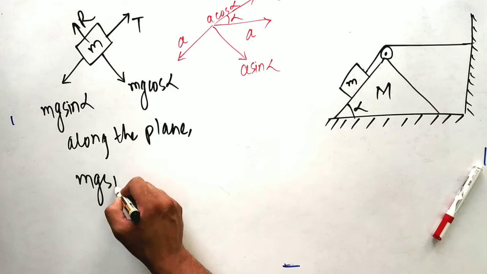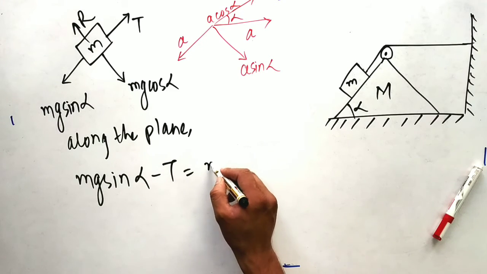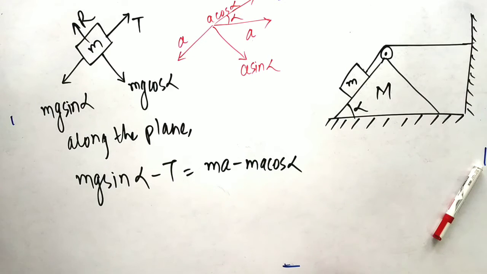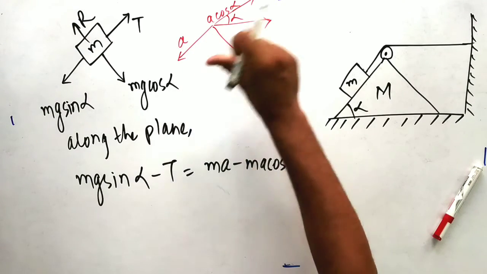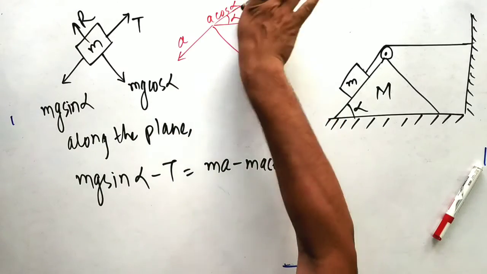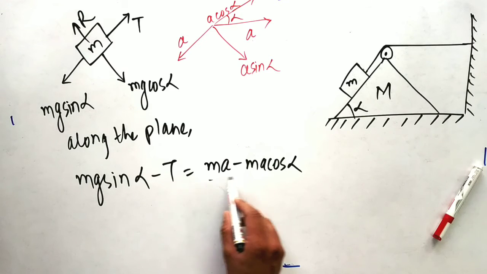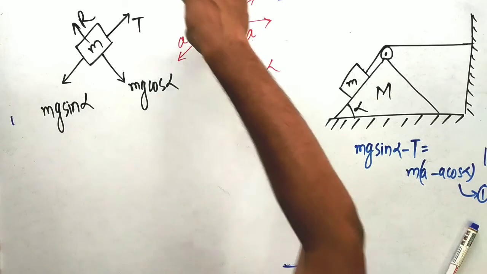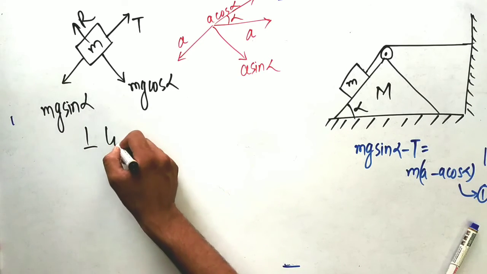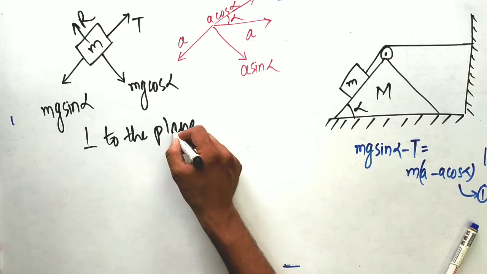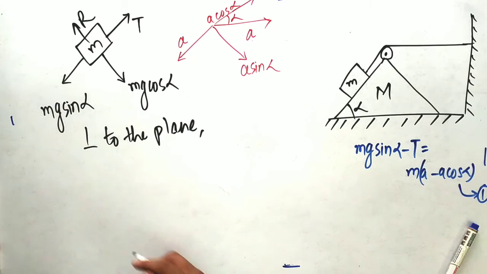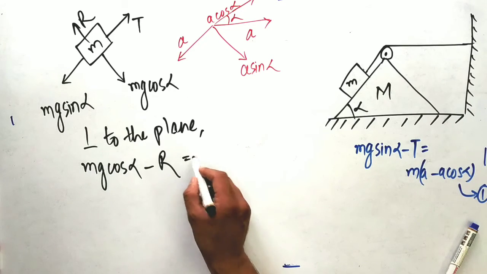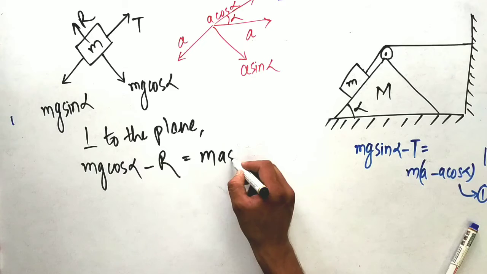It's going to be mg sin alpha minus T equals ma minus ma cos alpha. This acceleration A in this direction and the component of A in that direction result in ma minus ma cos alpha here. We will talk about the acceleration in this direction perpendicular to the plane. The forces acting in this direction are mg cos alpha and minus R equal to m times A sin alpha.